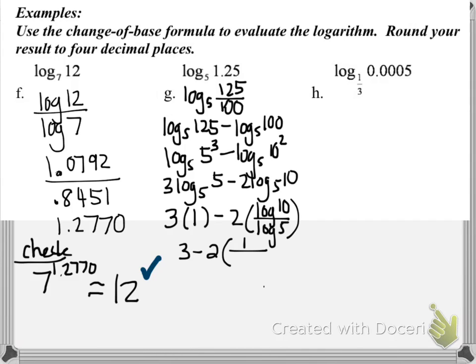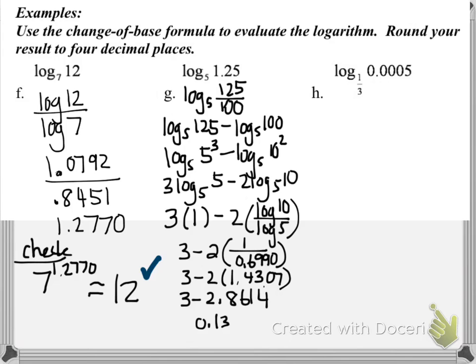And then looking on the table or even your calculator, and please keep in mind if you use your calculator, you want to go up to 4 digits. You have something like this. So if you crunch all the numbers, you'll get 0.1386. And again, if you check it by doing 5 to the 0.1386, it will give you 1.25.